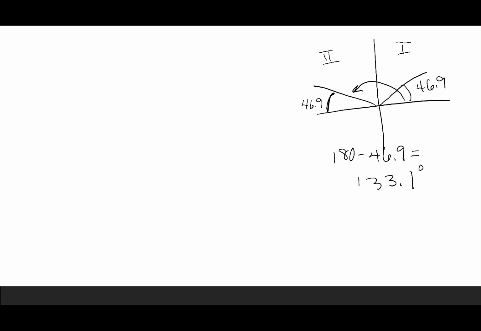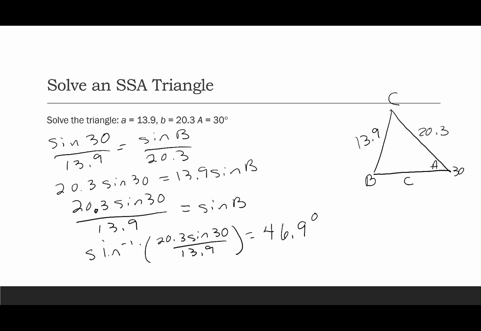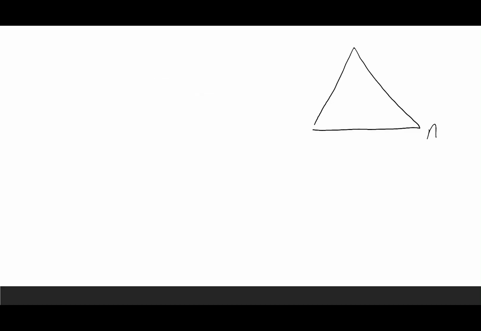What happened here is I have two cases. So when we talked about side-side-angle, we said we could have no triangle, we could have one triangle, or we could have two. This is a case that has two triangles. In case 1, we're going to let B be equal to 46.9 degrees. A will still be 30, and the side will be 13.9. B will be 46.9, and we know the side is 20.3.